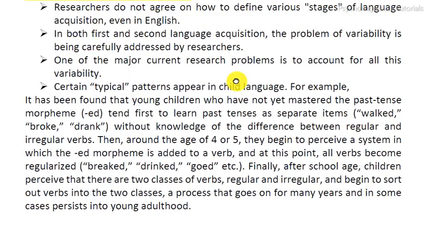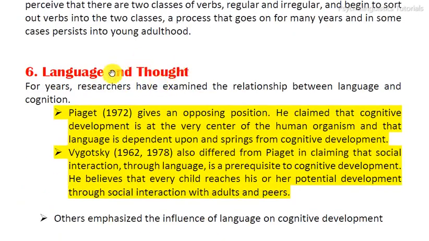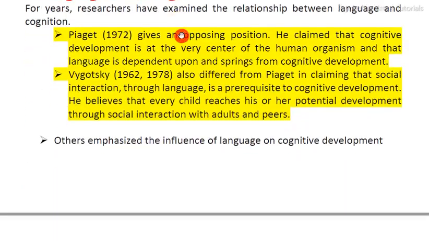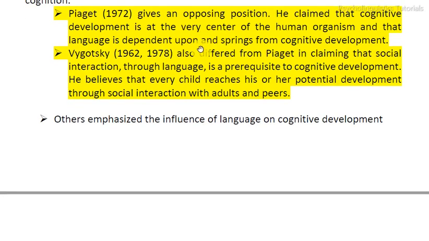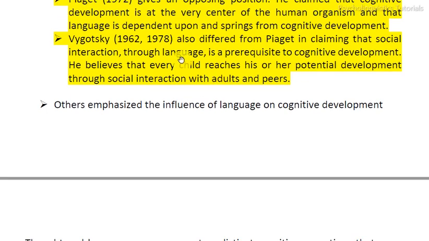Okay, number six is language and thought. Piaget, 1972, gives an opposing position to Vygotsky. He claimed that cognitive development is at the very center of the human organism and that language is dependent upon and springs from cognitive development. On the other side, according to Vygotsky, social interaction through language is a prerequisite to cognitive development.